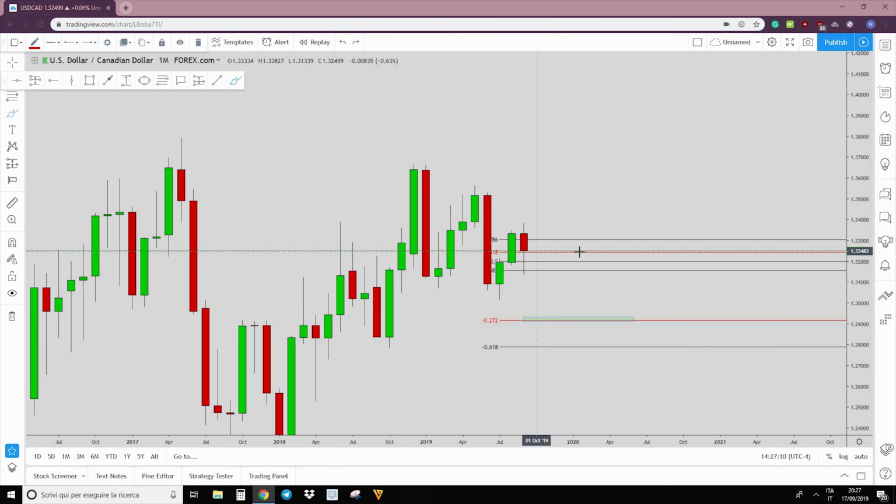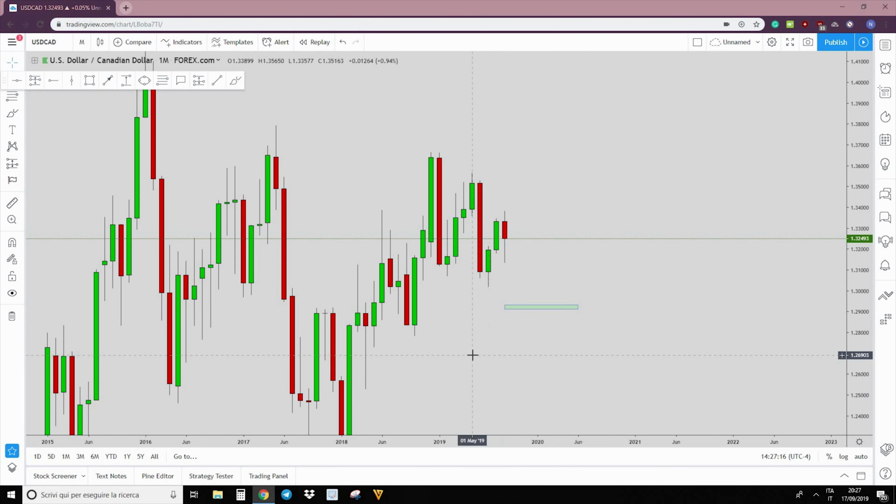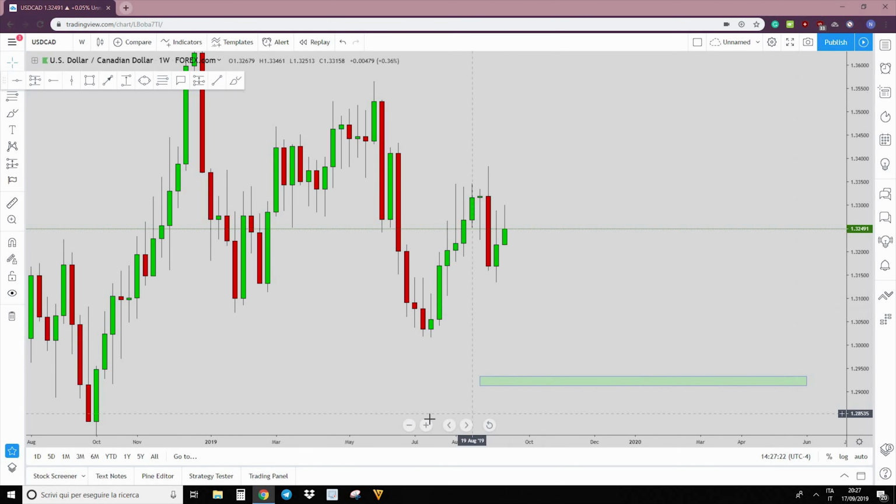The analysis is now complete on the monthly time frame, and let's move to the weekly time frame to get more understanding of how price action is developing. Let's go on the weekly and see what's going on.